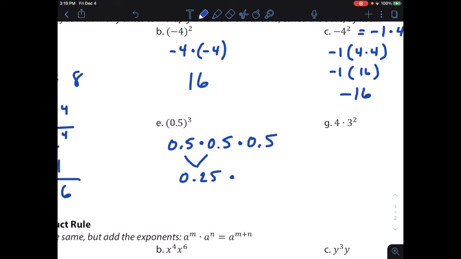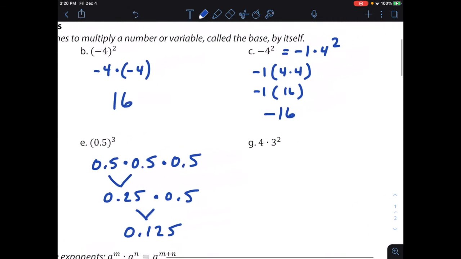And then we multiply that by a half again. Well, half of 0.25 is 0.125. Now, I can do that in my head. Maybe some of you can, but if you can't, I wouldn't worry about that, because we have calculators and they are perfectly fine to use when we're dealing with exponents. And actually, I would highly recommend it because it really saves you from making some mistakes.